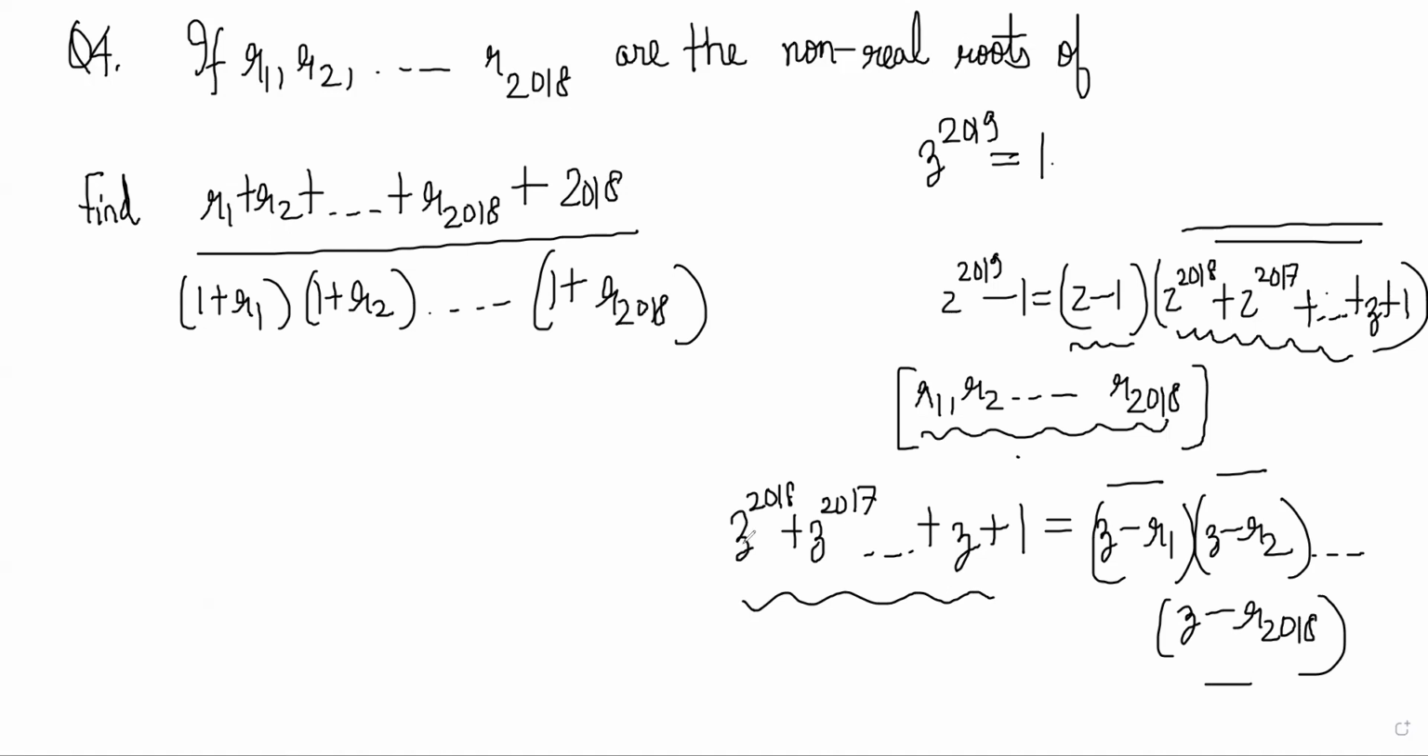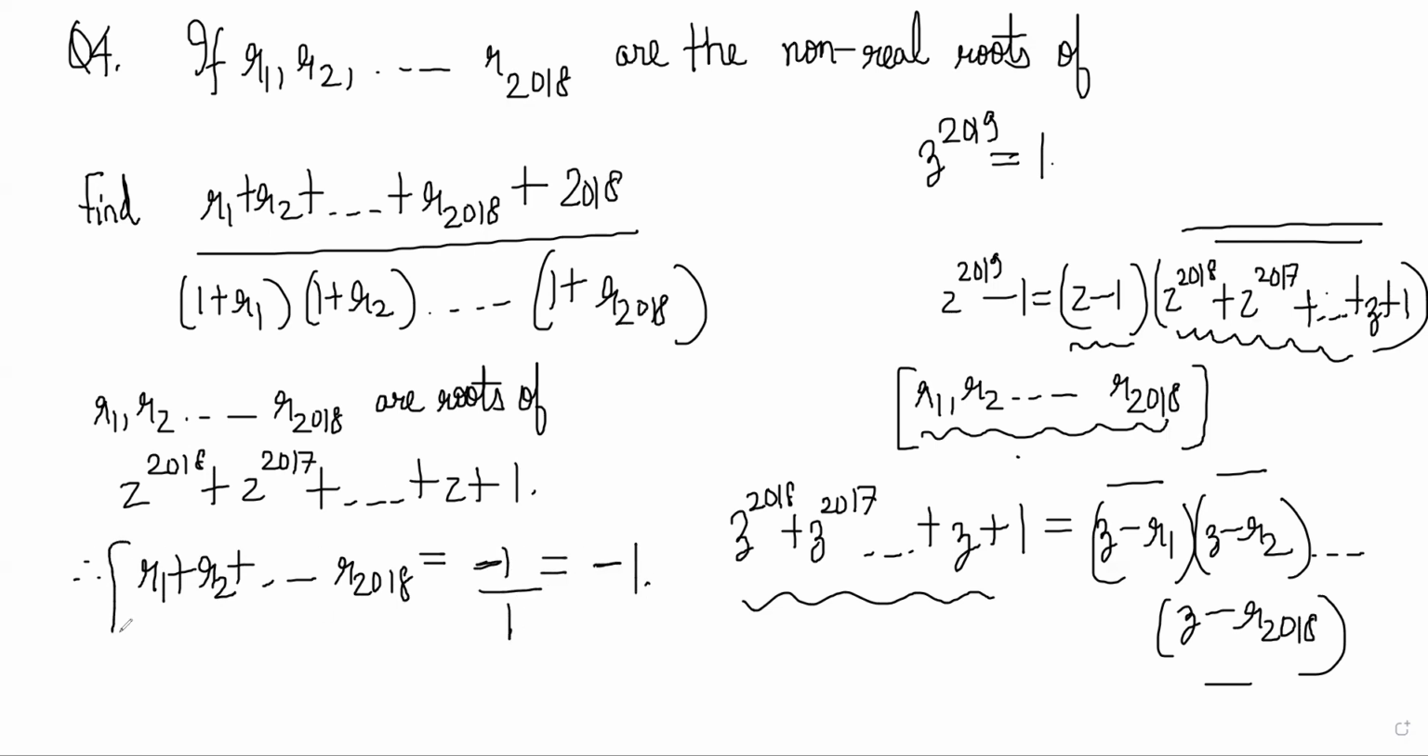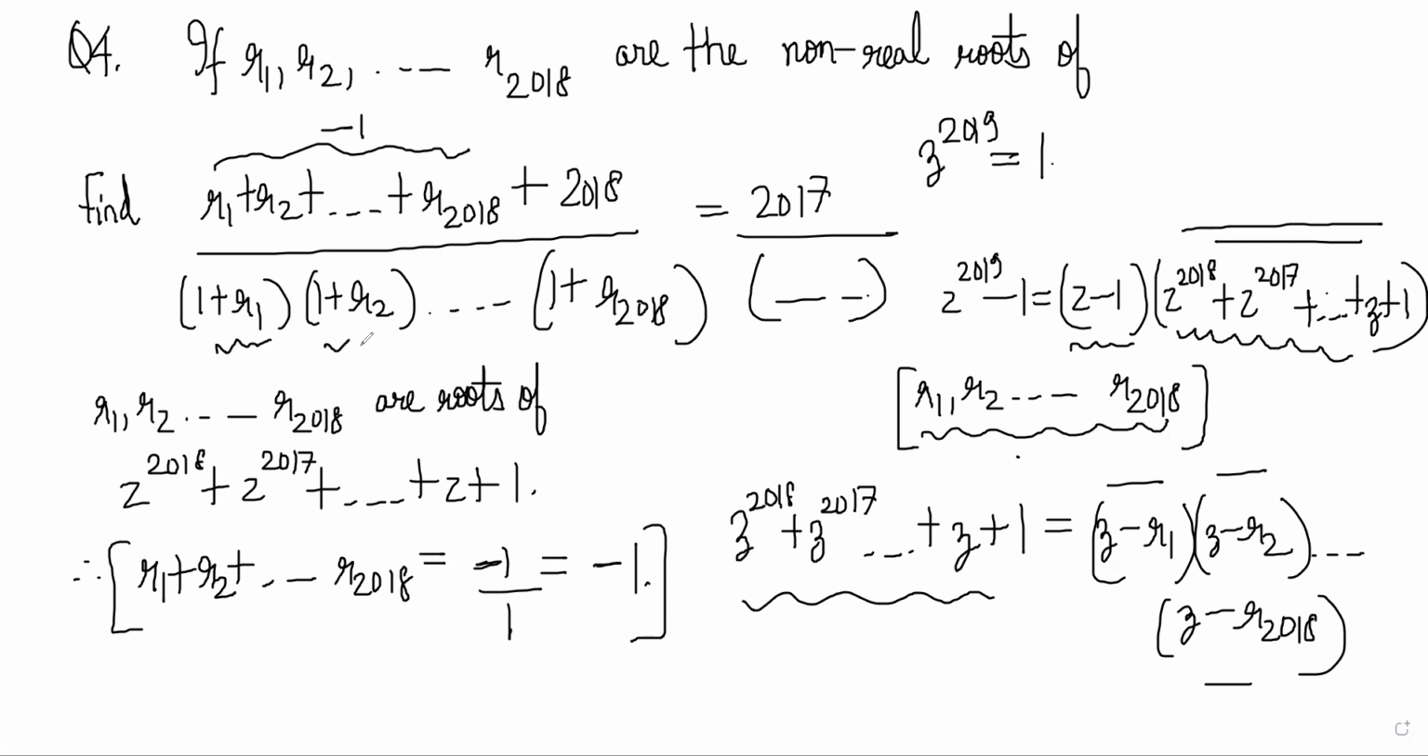Now, we also know by Vieta's formulas, if R1, R2 till R2018 are roots of z power 2018 plus z power 2017 plus up to z plus 1, then the sum of all the roots, R1 plus R2 till R2018, would be equal to minus 1 by 1. By Vieta's relation, this is minus 1. So the top part here is minus 1 plus 2018, which is 2017, divided by whatever the denominator is. So all we have to do is figure out this denominator.